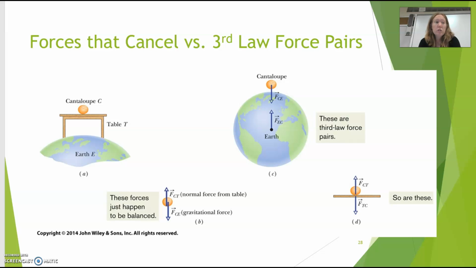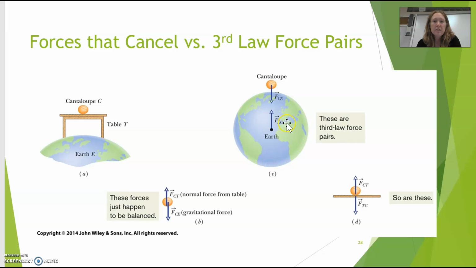When we talk about third law force pairs, we have to be careful, because we've already drawn free body diagrams where we have an up and a down force. Sometimes folks want to say that the force pair would be the normal force from the table and the gravitational force, because they're equal and opposite. They are equal and opposite, but they aren't considered a third law force pair, because we just said those would never be put on the same free body diagram.